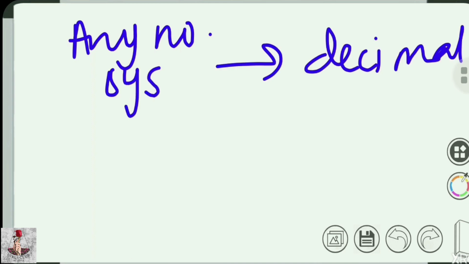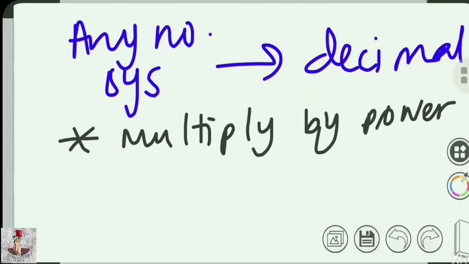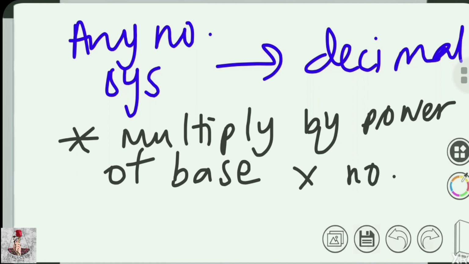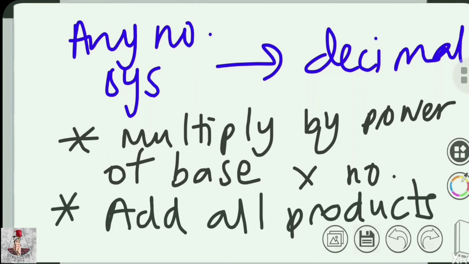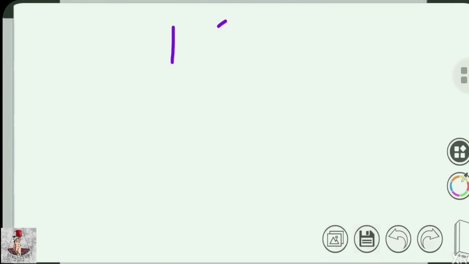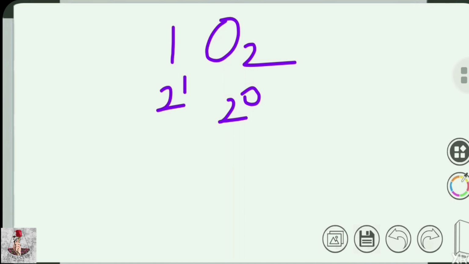Basically, for any number system to decimal, you first separate out the digits, multiply each digit by the power of the base, and then add all the products. What you saw before: you take a number and put the base of that system. Say you take 10 in binary, you put 2 to the power 0 and 2 to the power 1. Let me just show it to you. Like I told you, 1 0 is in base 2.